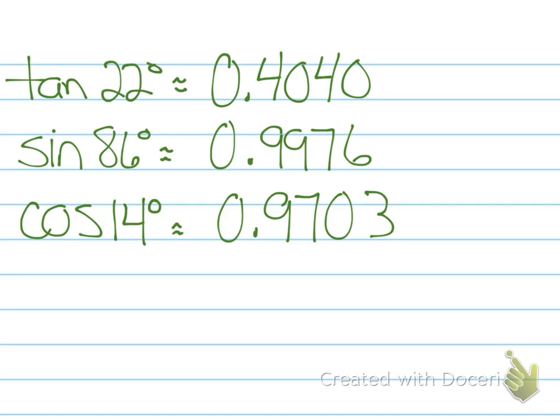Are we all good here? Yeah. Sine 86, we go out 4 decimal places. We just have to round correctly.